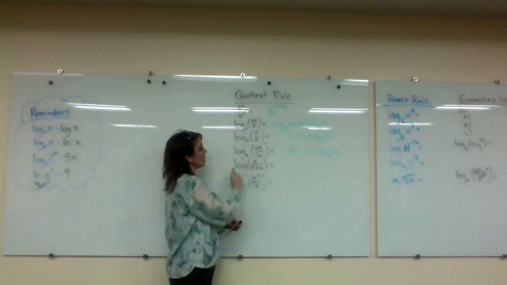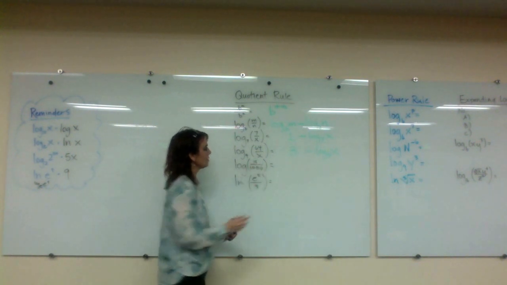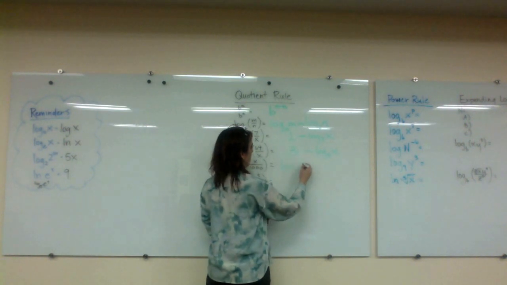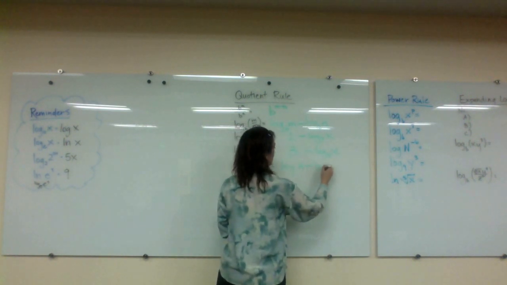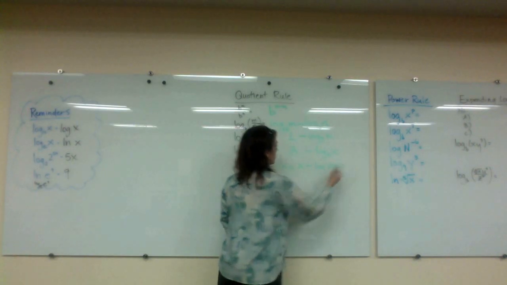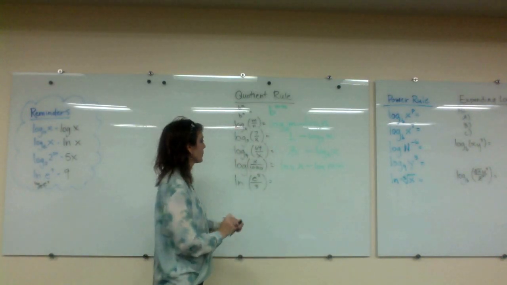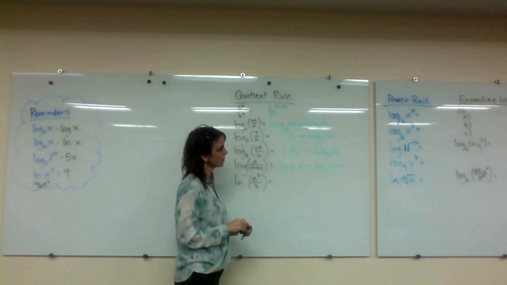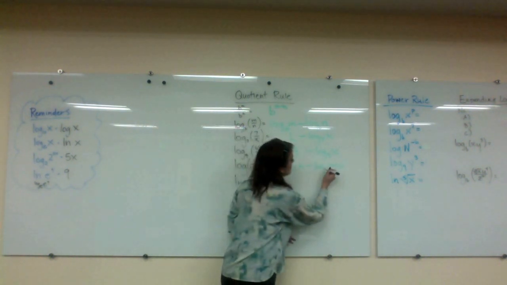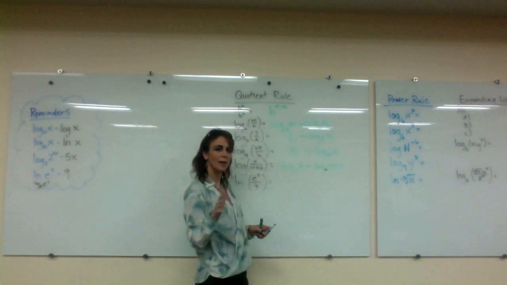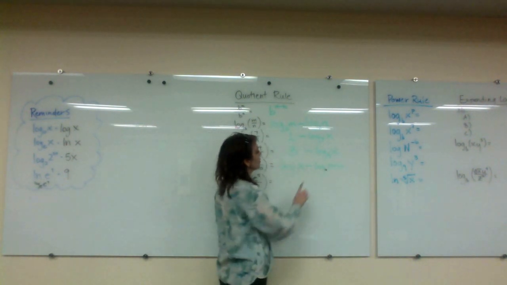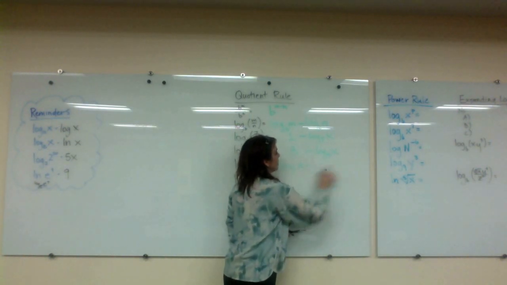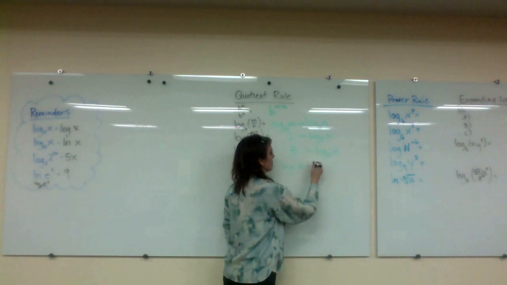Log of x divided by 1,000. That's just log of x minus log of 1,000. Probably need a new marker. All right, this one is good, but this one, what power of 10 is 1,000? Remember that trick? Count those zeros. So this whole thing transforms into just 3. Log base 10 of 1,000 is 3.